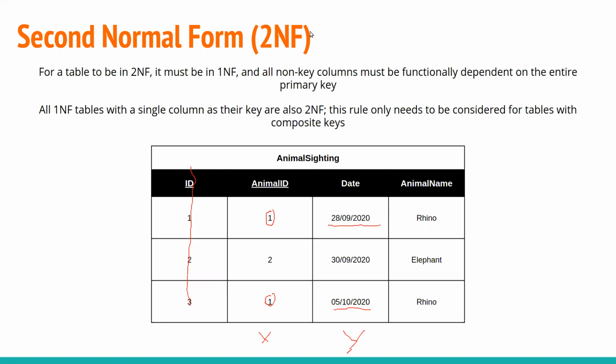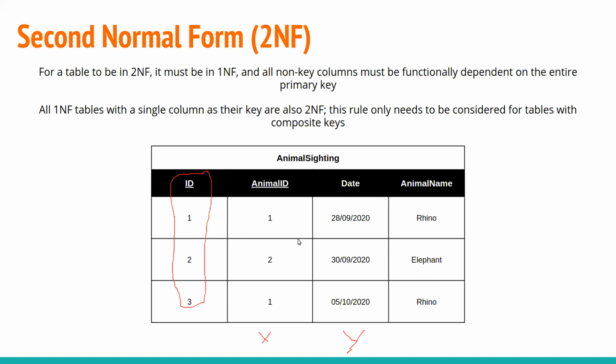And so we can see that immediately the rule is broken, right? All non-key columns must be functionally dependent on the entire primary key. It's already not true. Date is not functionally dependent on the entire primary key. It's only functionally dependent on ID.